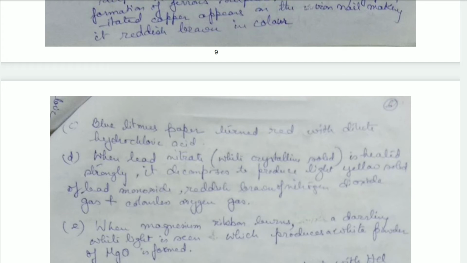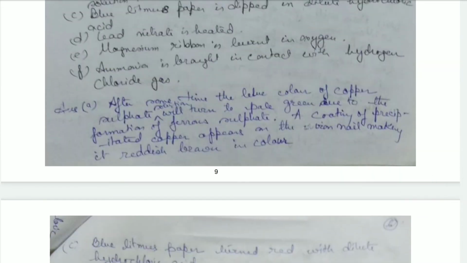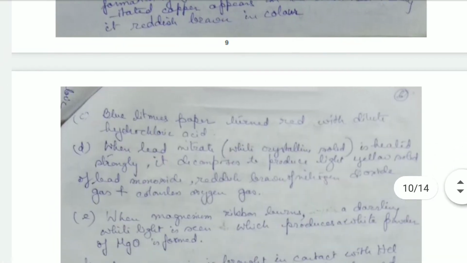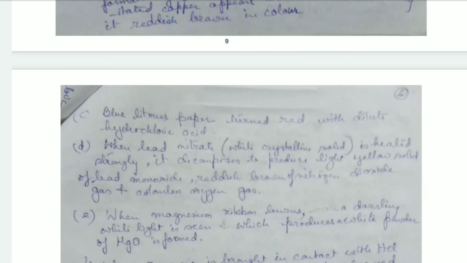Okay. Now the fourth one, that is lead nitrate. When lead nitrate is heated, it will decompose. The lead nitrate, which is a white crystalline solid, will decompose into a light yellow solid, that is of lead monoxide. So the white crystalline solid will change into a light yellow solid of lead monoxide, and a reddish brown gas will be liberated along with a colorless gas. The reddish brown gas is nitrogen dioxide and the colorless gas is oxygen.